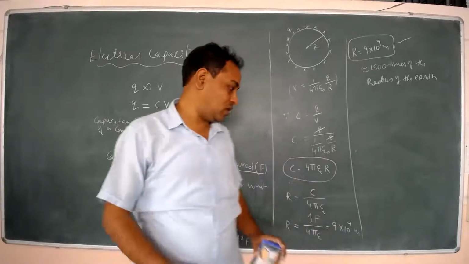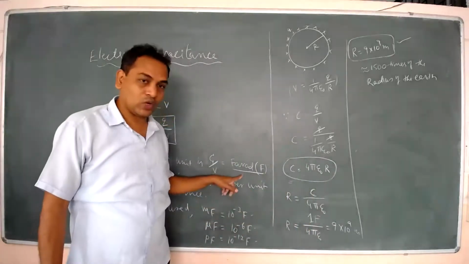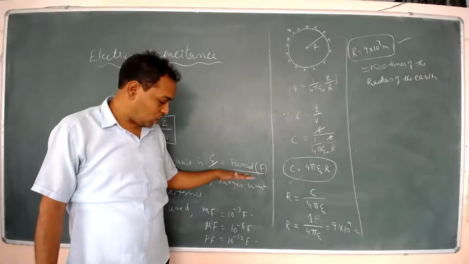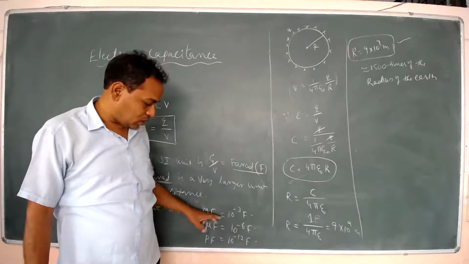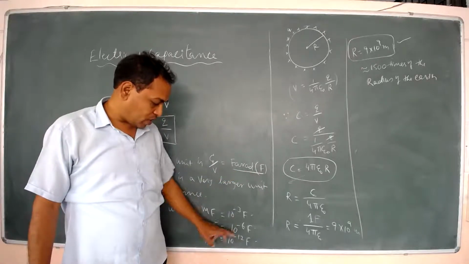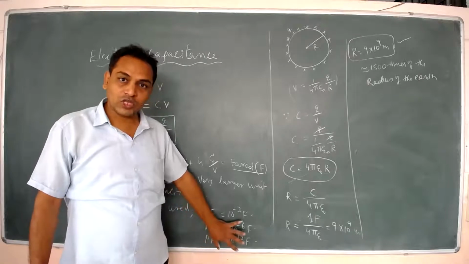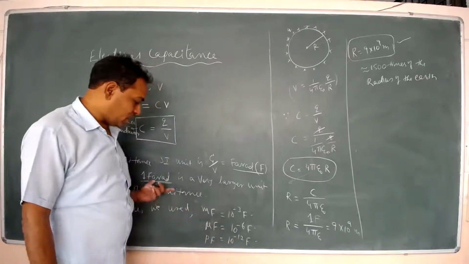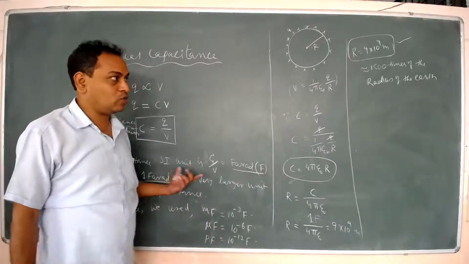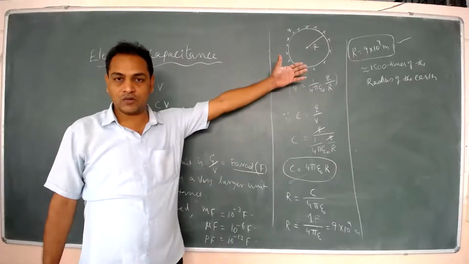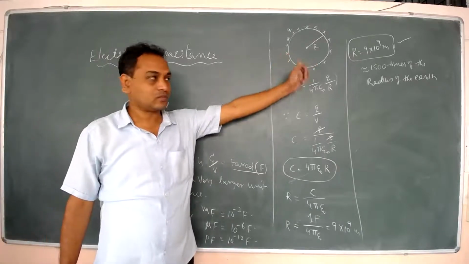Hence we don't use such a big unit. We use only smaller units, that is millifarad, microfarad or picofarad. So 1 farad is a very big unit, this much bigger in value. Got it?